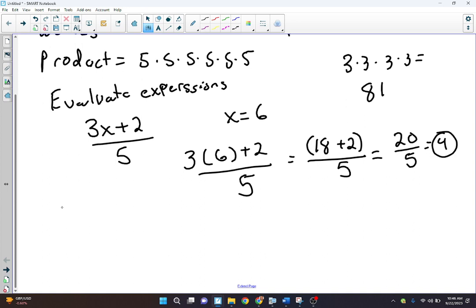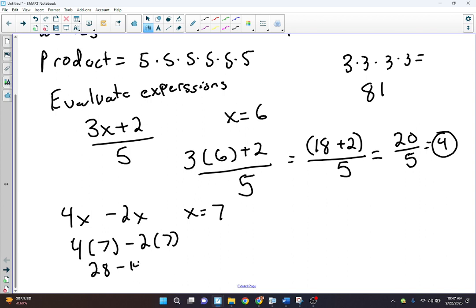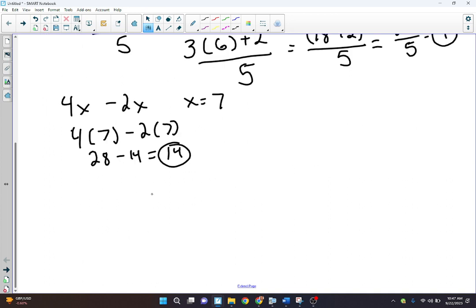Remember, if you have multiple variables, 4x minus 2x when x equals 7. When you have multiple variables, you plug it into every variable you see. So 4 times 7 minus 2 times 7, which is 28 minus 14, or 14. Okay? Every variable you see gets to be plugged in.